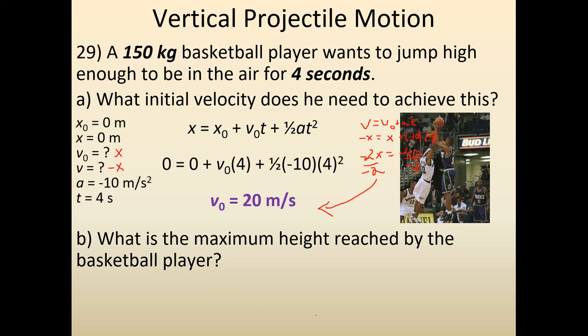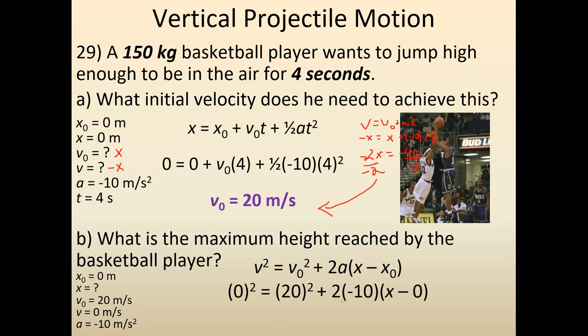All right, so for part B, it wants to know the maximum height reached by the basketball player. So again, I'm just going to write down all my information. Pretty much the typical stuff. I do have the time there. I could use it, but I don't think I'm going to use it right now. Everything pretty much stays the same, except the initial position is now 20. Initial velocity is now 20 meters per second, and the final velocity, because I'm now going to stop it right when it reaches its maximum height, is going to be 0. So I'm going to use the timeless equation, plug my numbers in, and I get 20 meters.